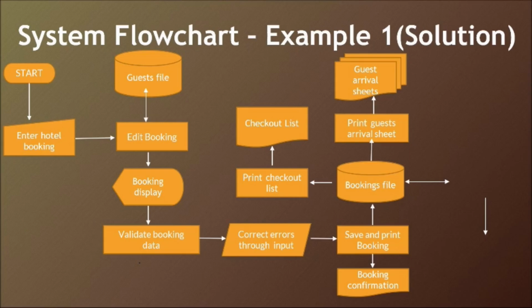The outcomes of these processes are the printing of multiple sheets for guest arrivals, and the printing of a list which indicates the guests leaving the hotel on a particular day. The solution then ends through the process of checking out a guest and the termination of system flow through the use of the oval. System flowchart.